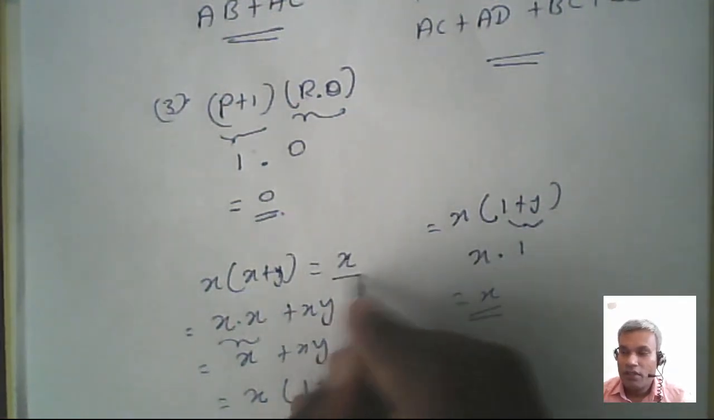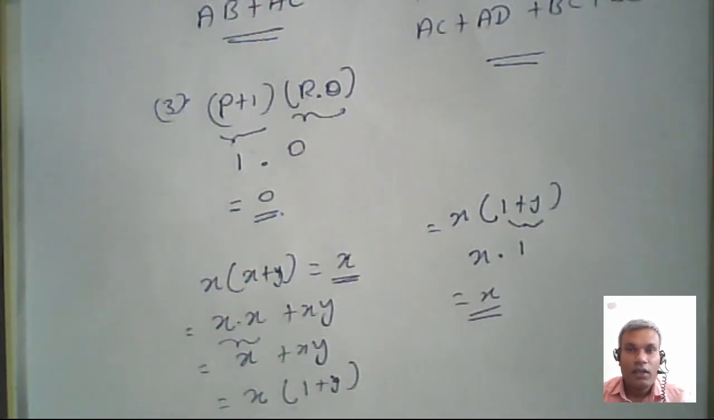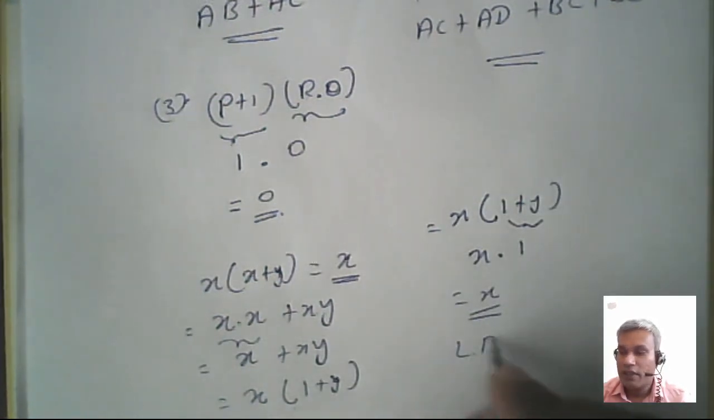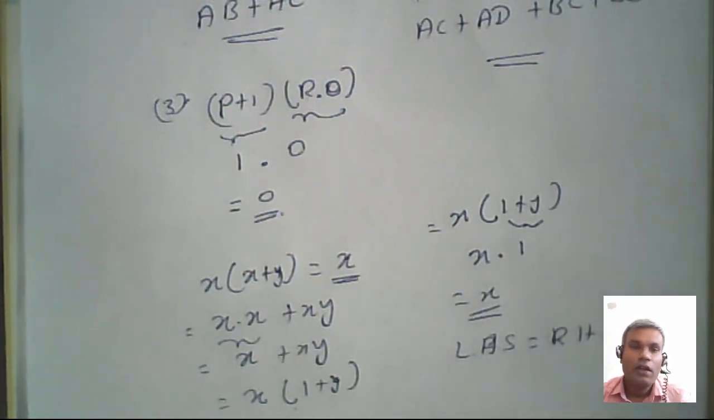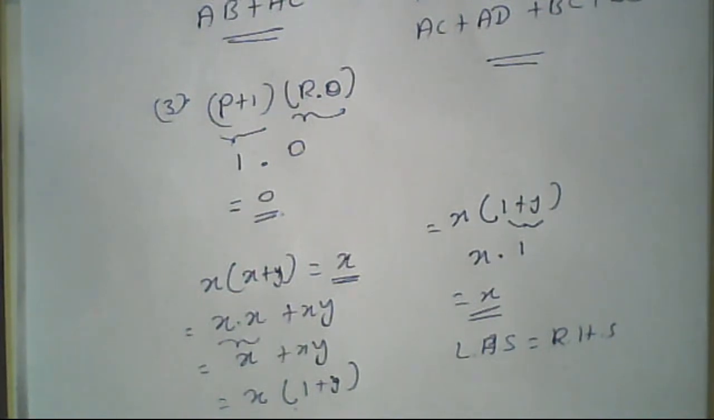So our original law is correct. You can say left hand side is equal to right hand side. Right. Now let's look at several more examples of these laws.